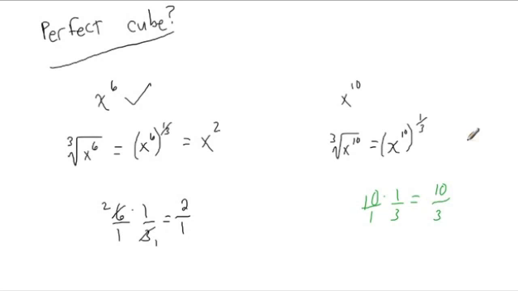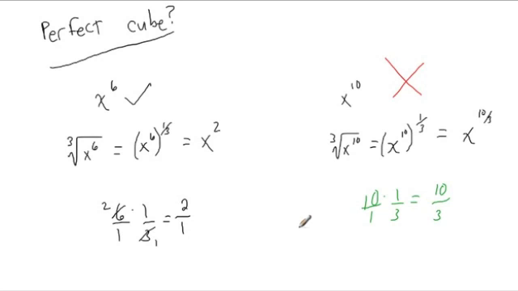I cannot simplify 10/3, so this means that the only way to write this with an exponent is x to the 10/3 power. 10/3 is not an integer. Therefore, x to the 10th power is not a perfect cube.